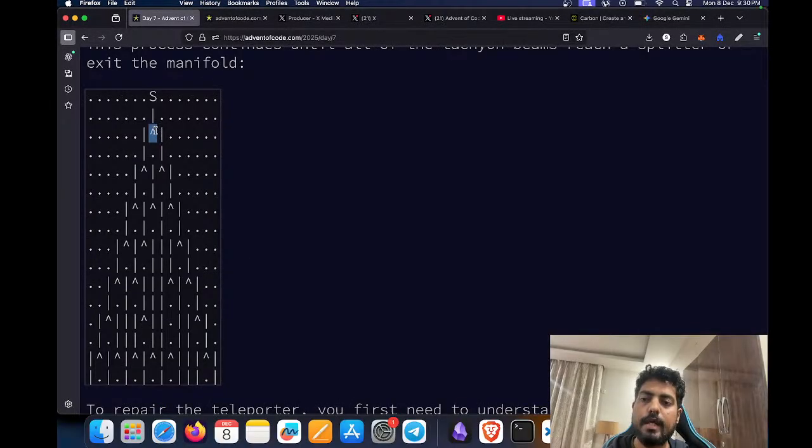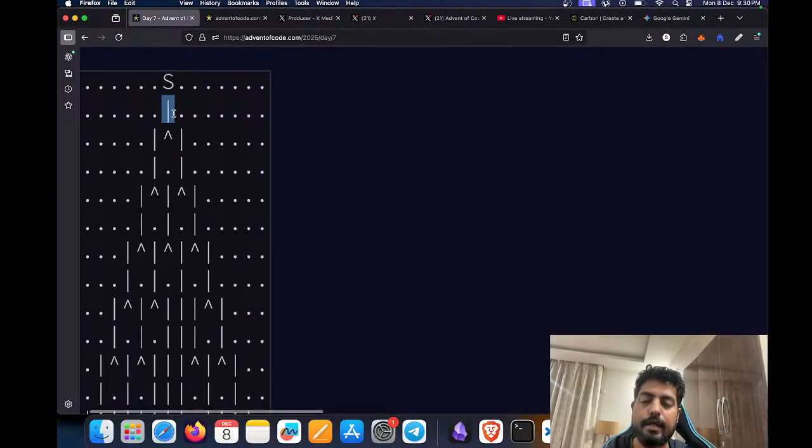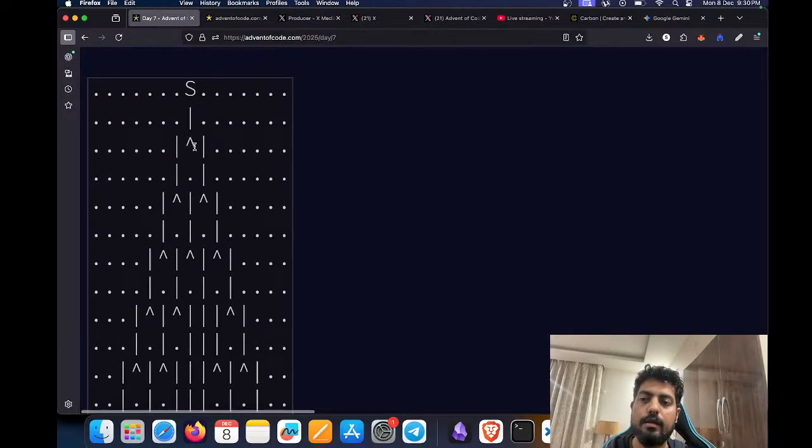So if you just look at the splitter, now we have a ray above it. If there is no ray above the splitter, then we don't have to worry about it. If there is a ray above the splitter, only in that case we turn the splitter off, and then we are initiating two rays just on the sides of this.